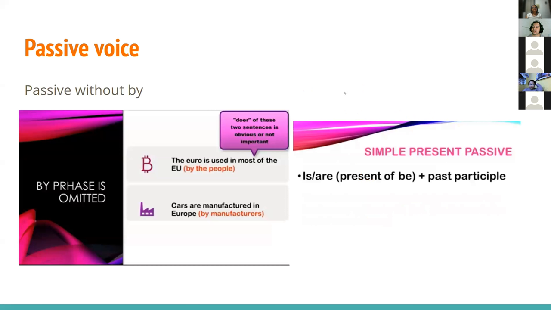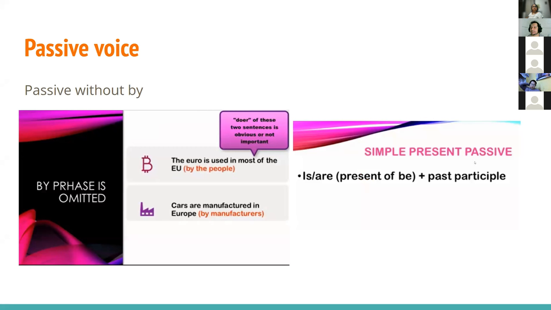And this is shown in the platform, right? The doer of these two sentences is obvious or not important. The euro is used in most of the EU by the people, and cars are manufactured in Europe by manufacturers, right? Por los fabricantes.